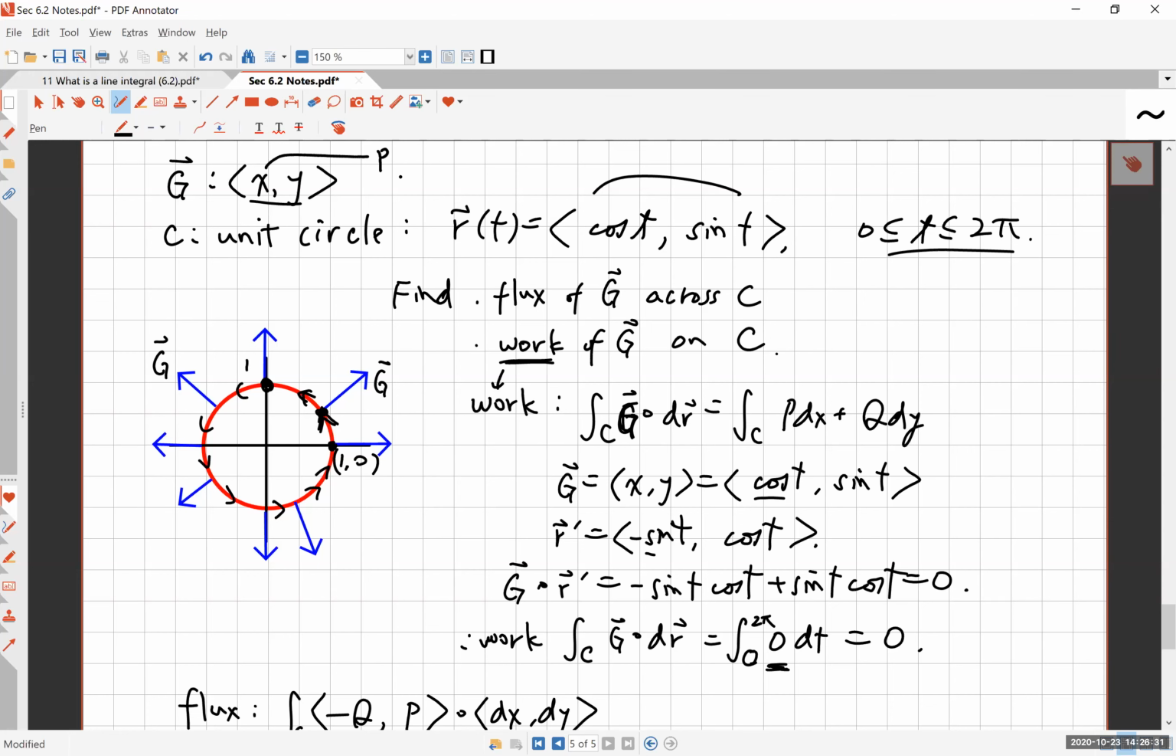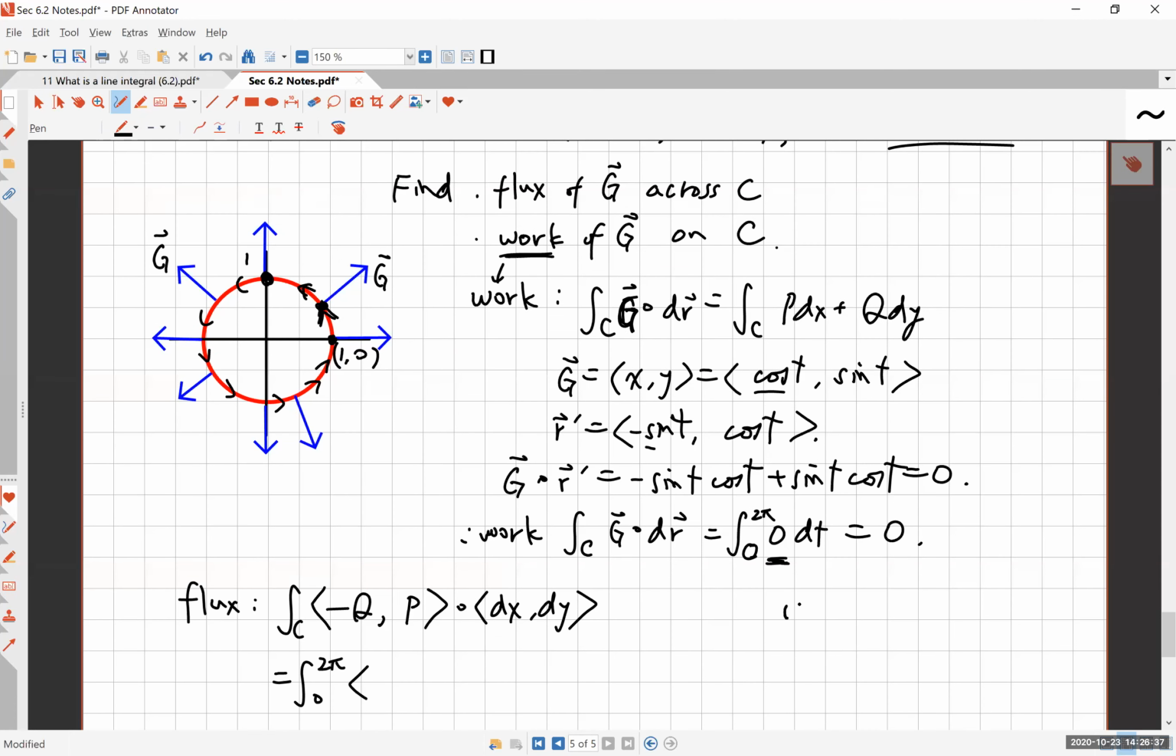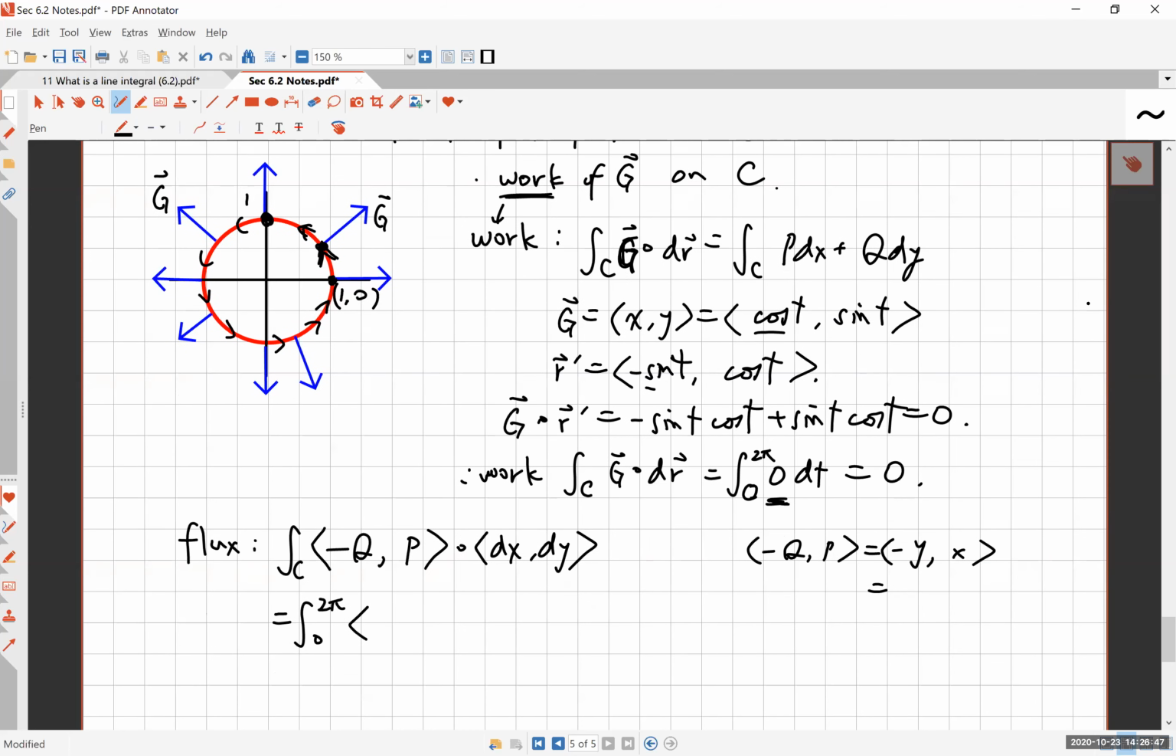This is my p, and this is my q. Q is simply y, right? So negative q is negative y, and p is x, right? And in terms of what x and y are, this is negative sine of t, and x is cosine of t. Remember, x is cosine of t, and y is sine of t.